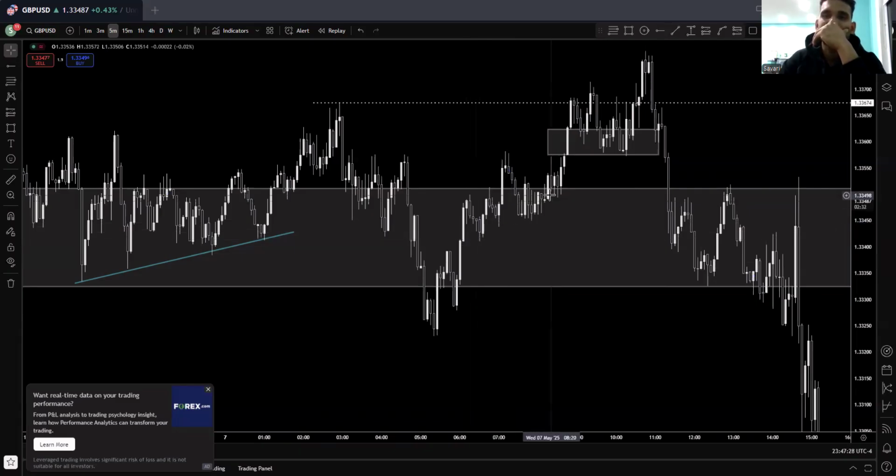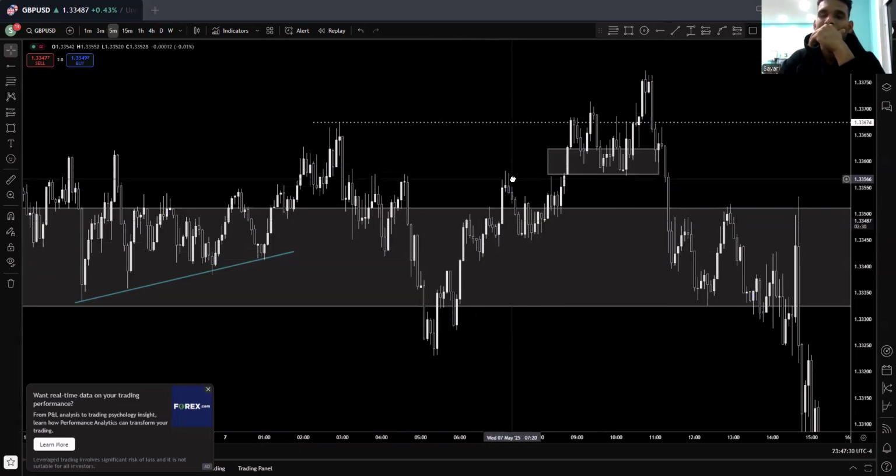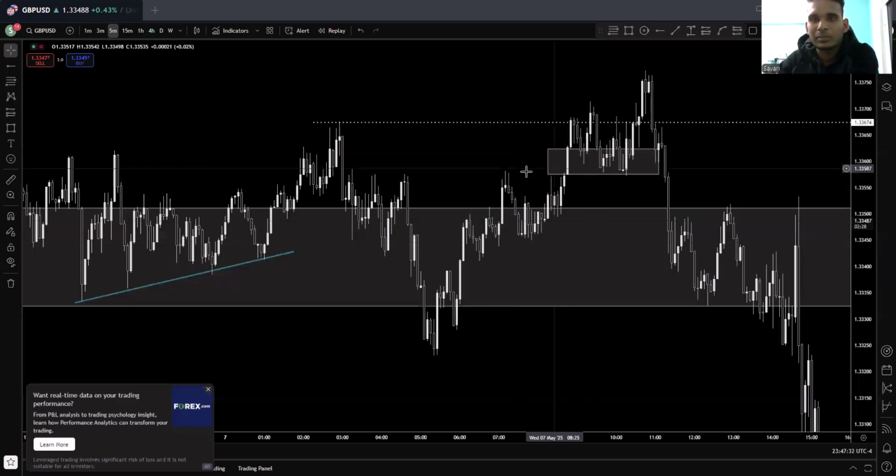This is going to be my first TP. This is a clear liquidity, right? So I targeted that fair value gap.